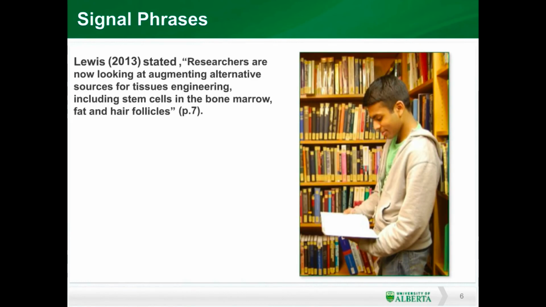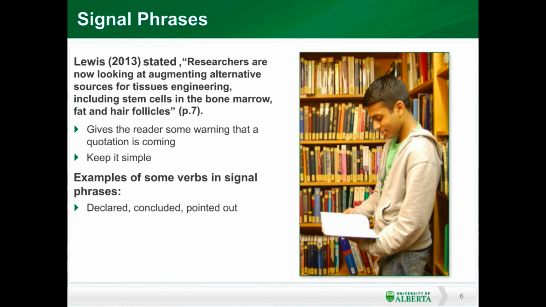Signal phrases, like the one here, "Lewis, 2013, stated," signal to your reader that the following words are not yours, but are from literature that you have read and are about to quote. Including a signal phrase is just good writing, like using transitional phrases like however or in conclusion. If you don't use a signal phrase and just drop a quote into your writing, it is actually called a dropped quote, and having a dropped quote may make your writing seem to be choppy instead of smooth and seamless. So to improve your writing style, use signal phrases.